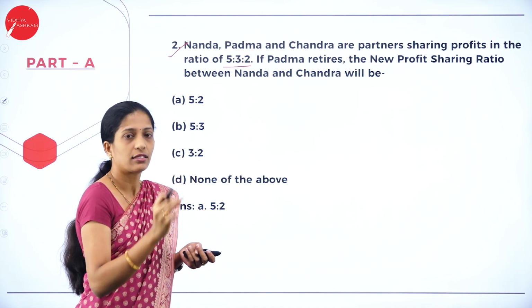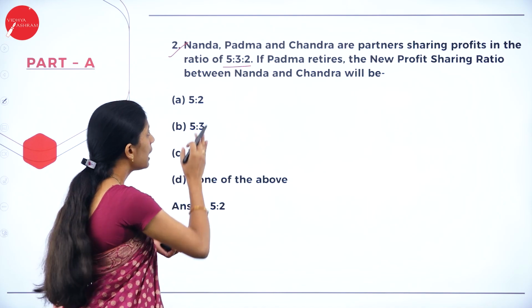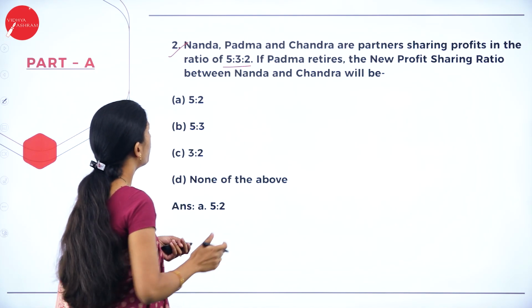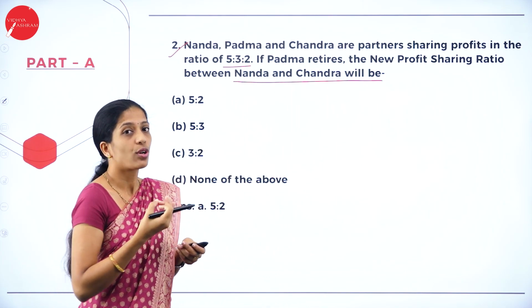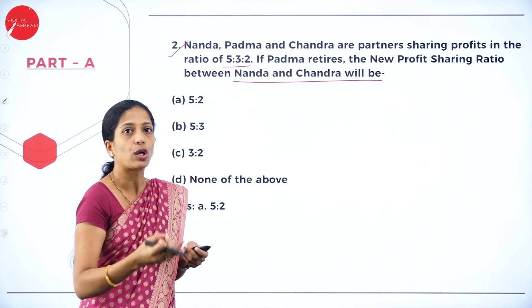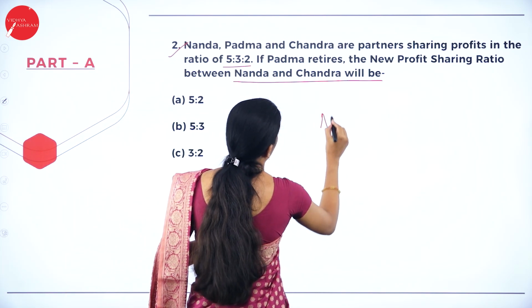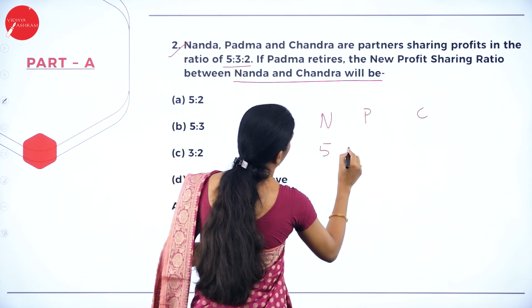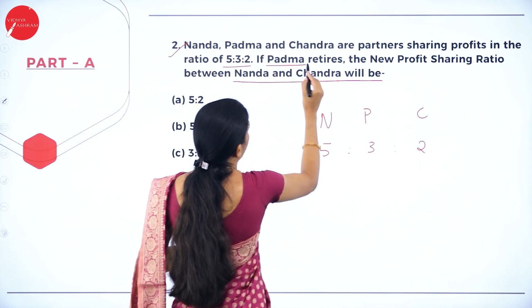So, they have given there are 3 partners and their profit sharing ratio is 5:3:2. If Padma retires, the new profit sharing ratio between Nanda and Chandra will be. So, they are asking, if one partner retires, what would be their new profit sharing ratio? So, Nanda, Padma and Chandra, and their profit sharing ratio is 5:3:2. Now, who retires? Padma retires.